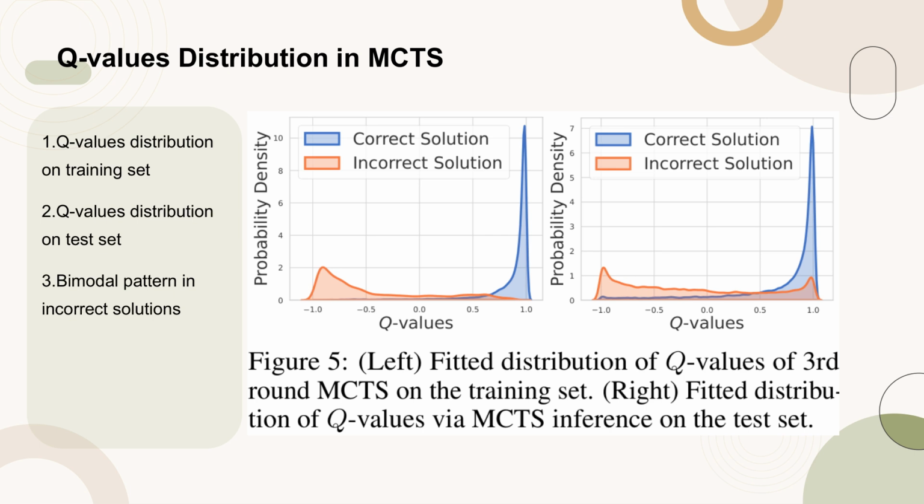Figure 5 presents the fitted distribution of Q-values in Monte Carlo Tree Search, MCTS, across different datasets. The left panel shows the Q-values distribution for the third round of MCTS on the training set, highlighting a skewed distribution towards 1 for correct solutions and a less skewed distribution for incorrect solutions. The right panel displays the Q-values distribution on the test set, where correct solutions maintain a similar shape to the training set, but incorrect solutions show a bimodal pattern, indicating instances where the value model incorrectly labels incorrect solutions as correct.